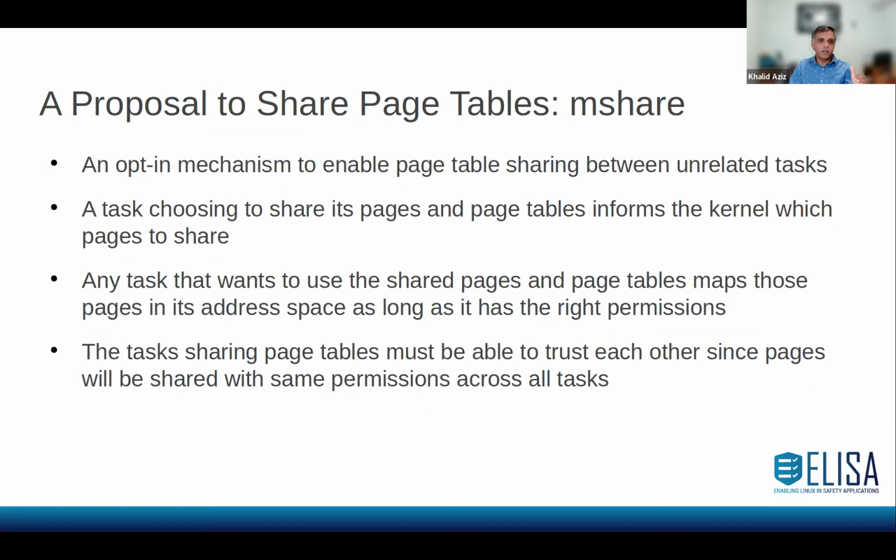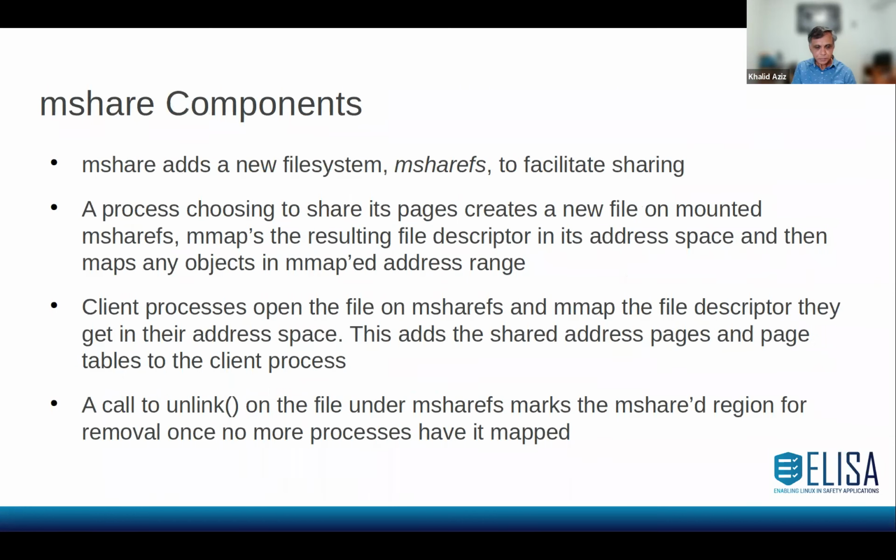Now, the kernel keeps track of which address range is shared. And then another task comes along and says, I want to share that address space that was shared by this other process. The kernel simply makes sure that all the right permissions are in place, and that the other task has the right to share this address space. And then it will set up a shared page table so that both tasks can now start sharing that space while sharing a page table. So trust between those two tasks, or all the tasks that are sharing the page table, is very important. And that's why I want to make it an opt-in mechanism.